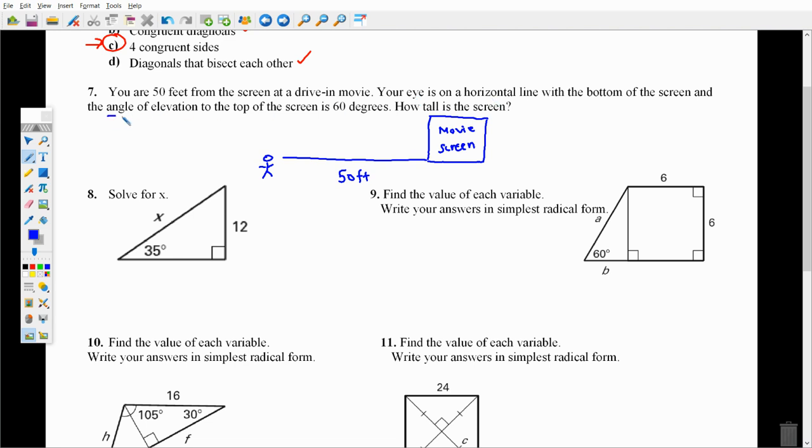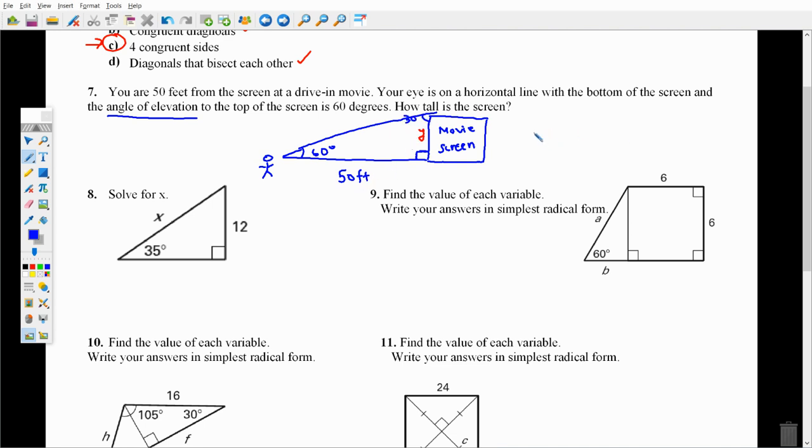It says the angle of elevation, so that's this angle here to the top of the screen, is going to be 60 degrees. This here is a right angle. How tall is our movie screen? So we're trying to figure out this height here, which I'm going to label as y. And so here you could do this with the 30, 60, 90 rules. This angle here is going to be 30.